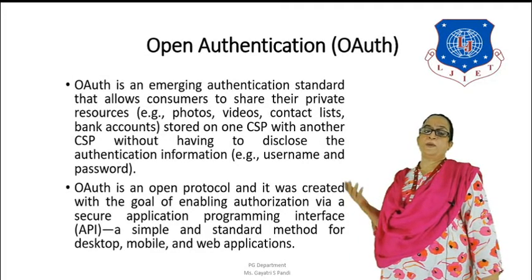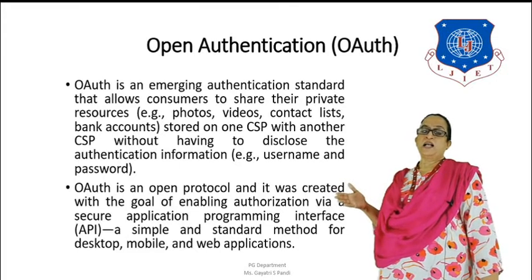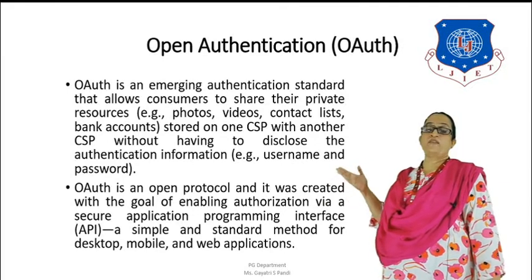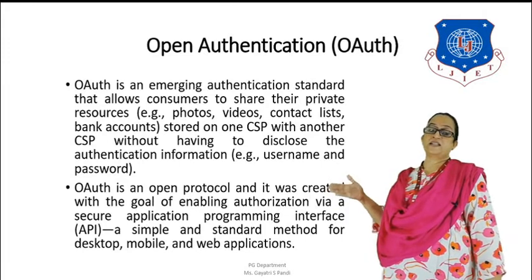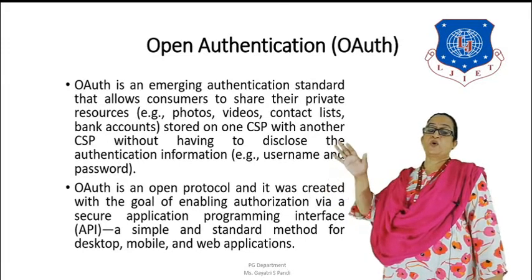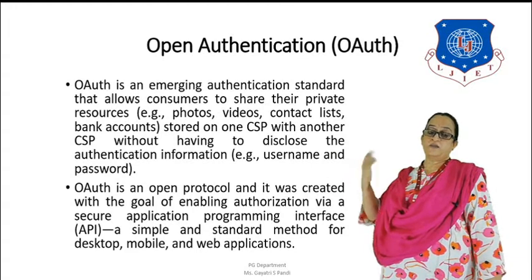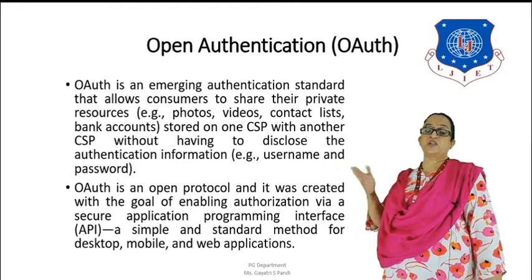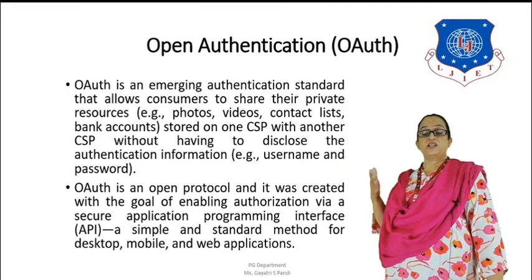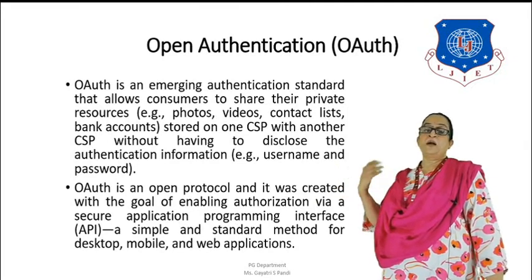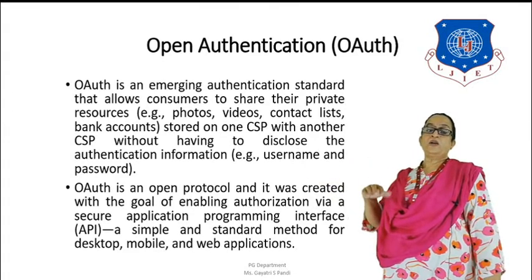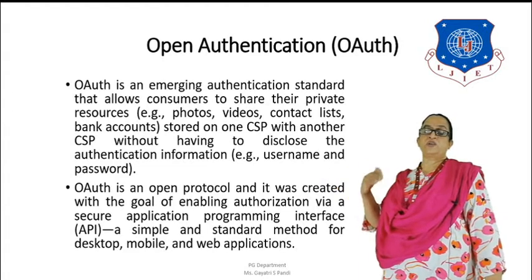Now let us see open authentication, which stands for OAuth. This is basically an emerging authentication standard that allows consumers to share their private resources. For example, you have photos, videos, contact lists, bank accounts, which are stored on one CSP's server, and they can interact with another CSP without having to disclose the authentication information. Authentication information is basically the username and the password. Once they form an association between them, one CSP need not share or disclose the authentication information with another CSP.